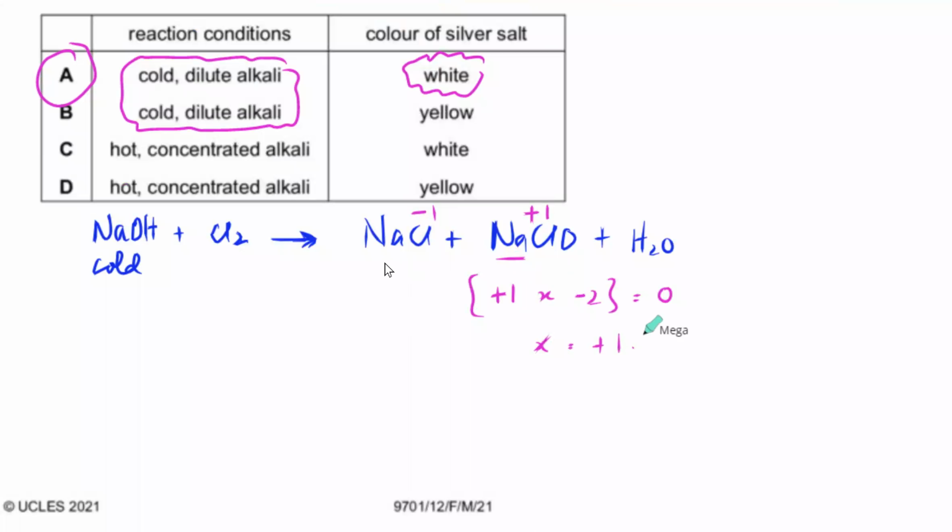And this one is the same way. Na is +1, group 1. So Cl has to be -1. Okay, next.